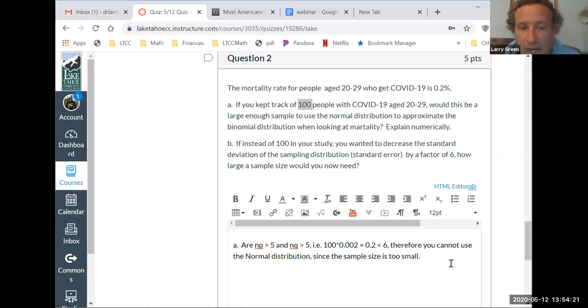Any questions on that? Okay, and by the way, once we don't get over 5 for NP, you don't even have to check NQ. You have to have both of them. So once one of them doesn't work, there are no questions like this on the homework. Okay, so I'm giving you one now. You need to be able to know this.